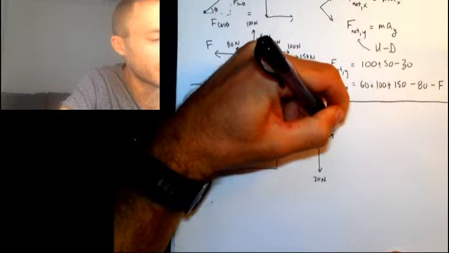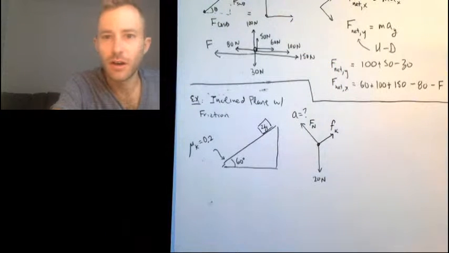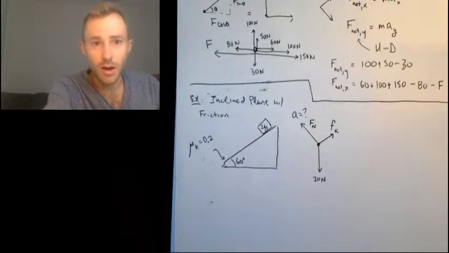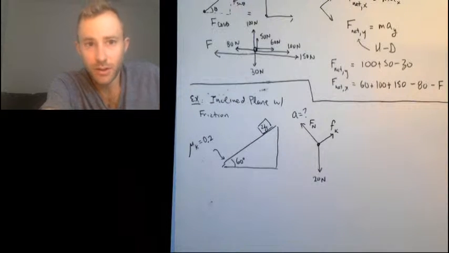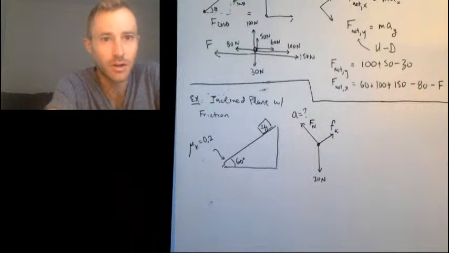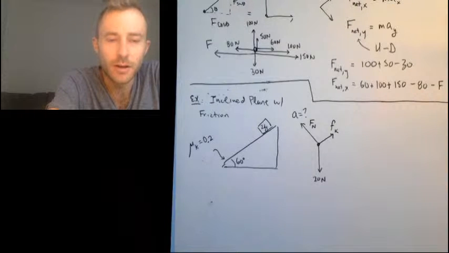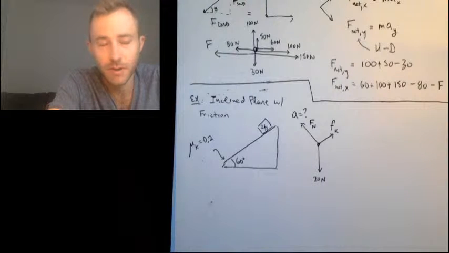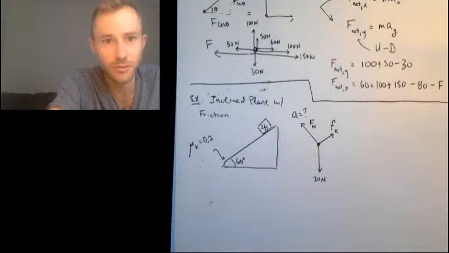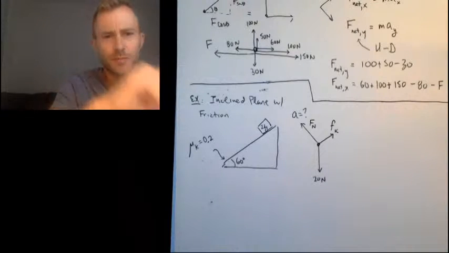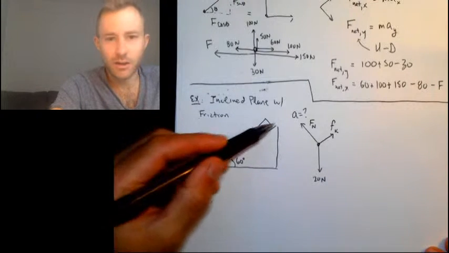So F sub k points up the incline, like that. If the block happened to be sliding up the incline, so for example, if you kicked the block up the incline, friction would be pointed down the incline, okay? Because friction is an oppositional force. Okay, so in this case, we have a diagonal acceleration.